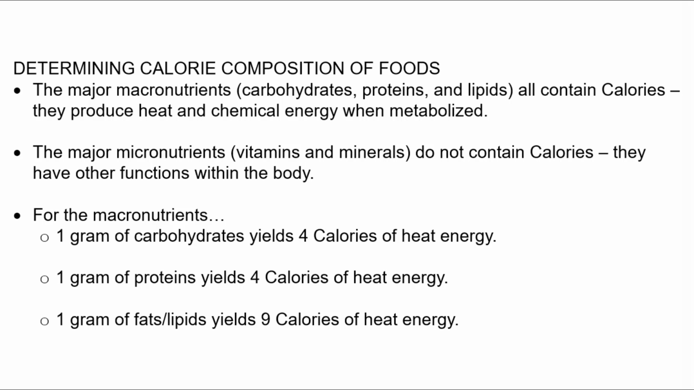As mentioned previously, the major macronutrients such as carbohydrates, proteins, and lipids, all yield calories when they are metabolized, but the major micronutrients do not. For the macronutrients, a single gram of carbohydrate yields 4 calories. To determine the calories produced by the carbohydrates in a food, simply multiply the number of grams of carbohydrates in that food by 4, and that will yield the calories from carbohydrates for that particular food.